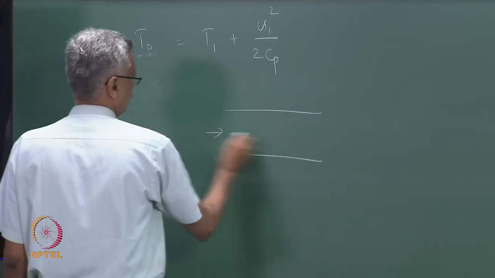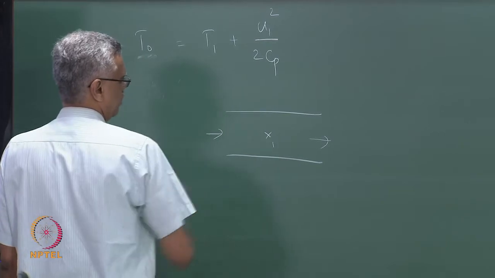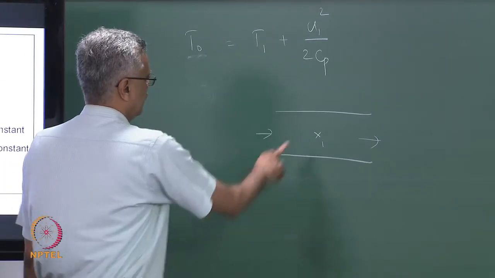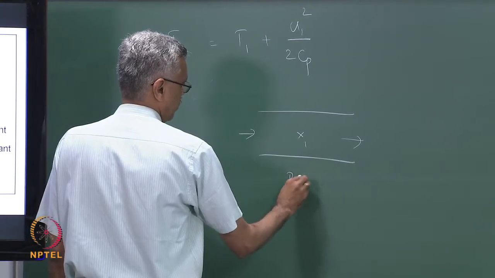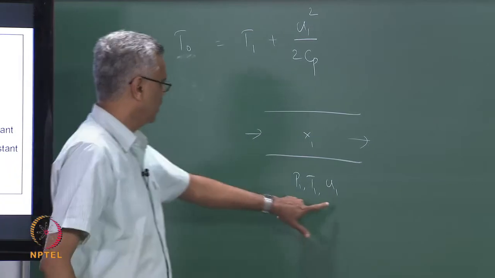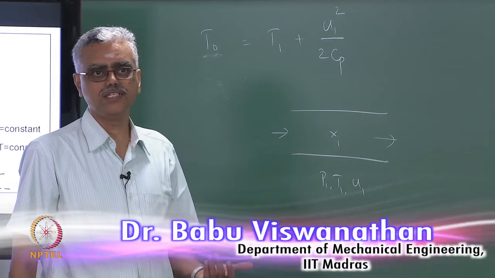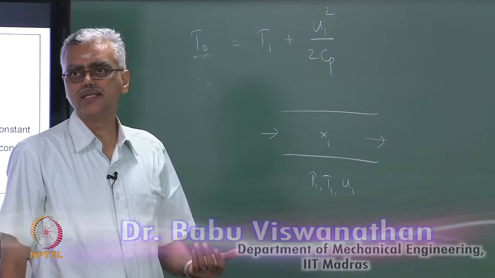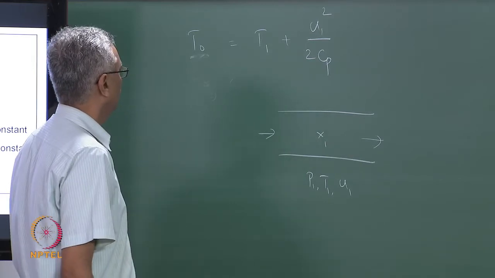Let us say that we have a flow that is going through. We looked at a particular point in the flow which we labeled as state 1, and at this state we know pressure P1, temperature T1, and velocity U1. Given these quantities, what we were trying to do is to calculate the corresponding stagnation temperature, stagnation pressure, and stagnation density. So this gave us the stagnation temperature.